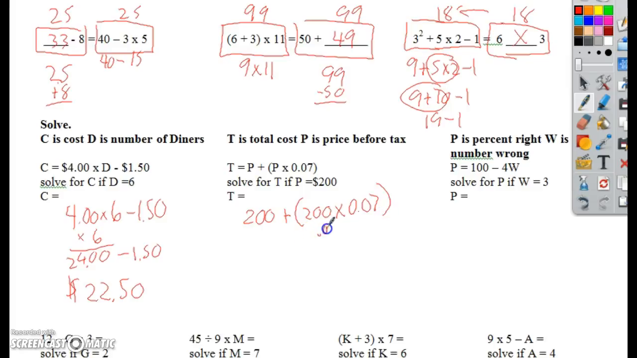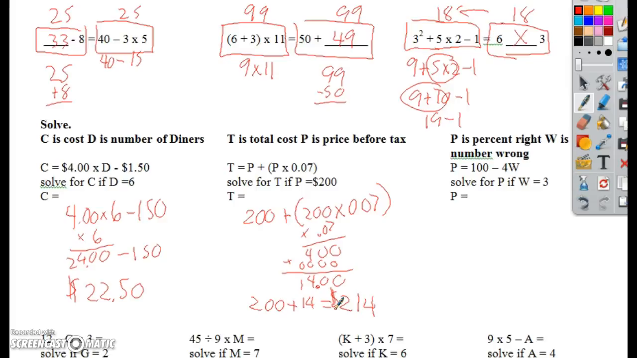So if I take 0.07 times 200, 0, 0, 14. The bottom row would just be all zeros. 0, 0, 14. Move my decimal 2 spots because of the 7 there. So $14. So then I got 200 plus 14, which is going to equal $214. So if you bought something that cost $200 and the state tax was 7%, you're going to pay 214.